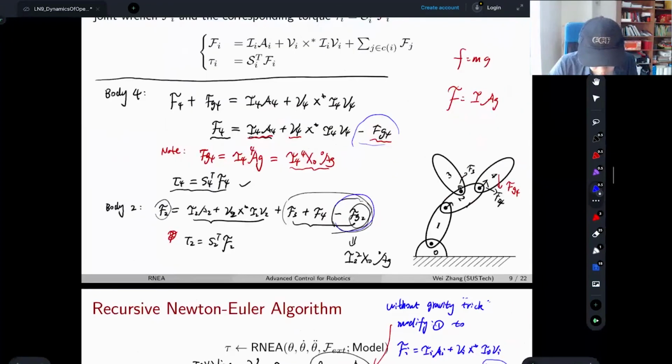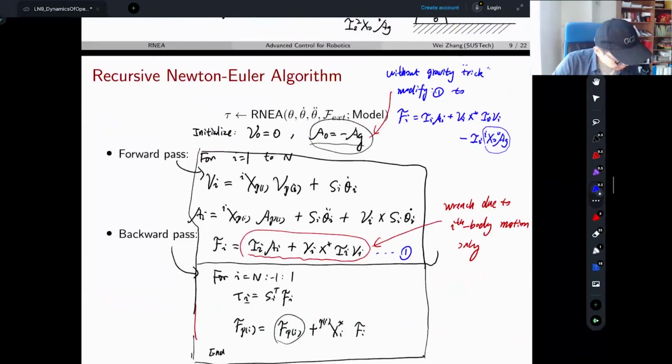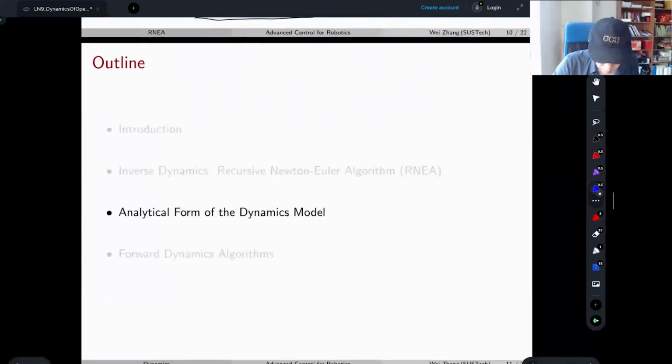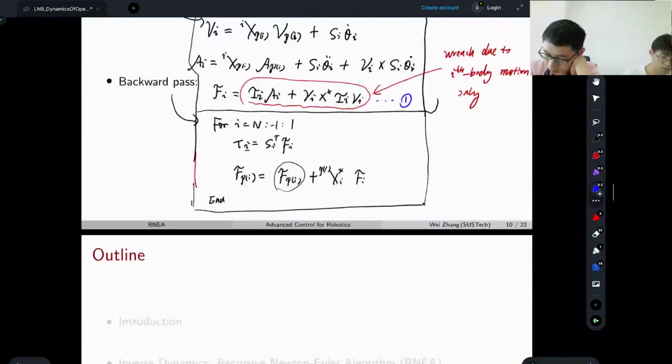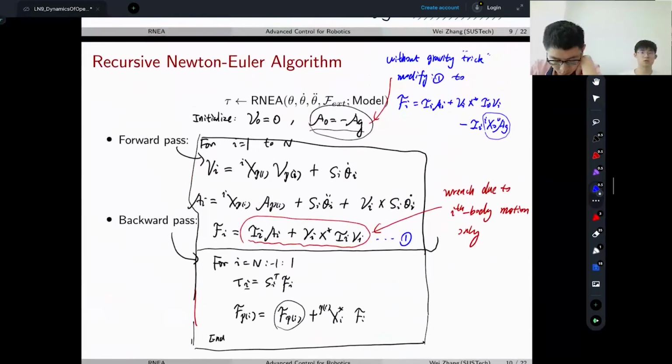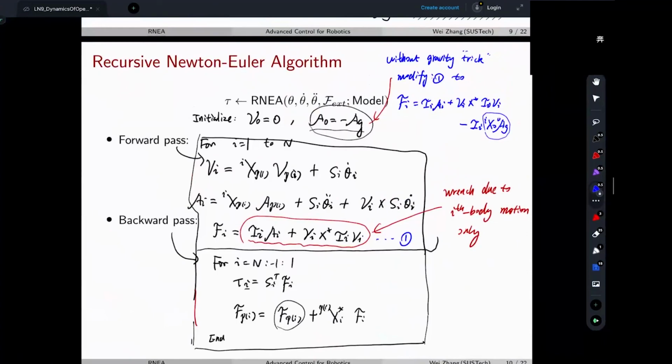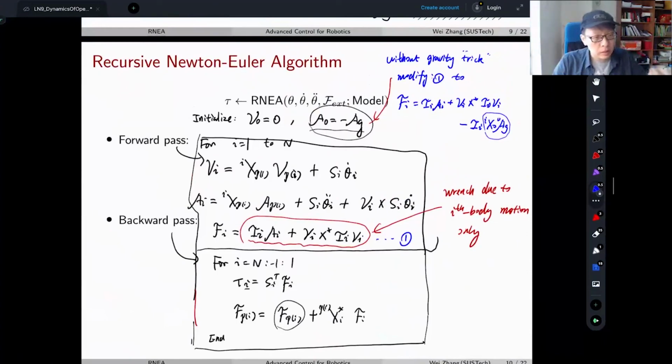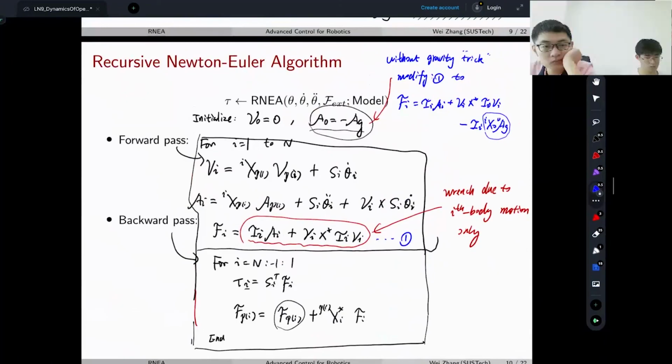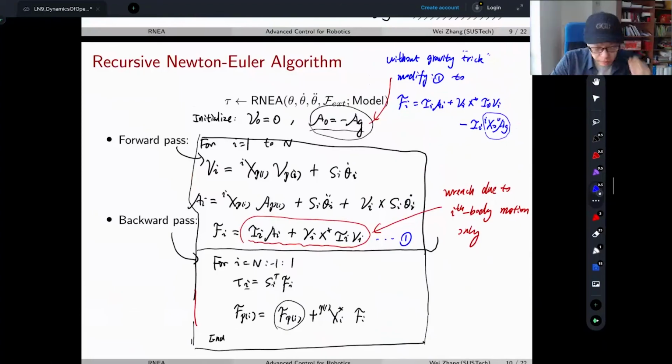Any questions? Ruben, is that okay for you? Yeah. Okay. Forward pass, backward pass. You know exactly each link is nothing but force balance using the Newton-Euler equation. There's nothing fancy, a few lines of code, very efficient. You can write your own recursive Newton-Euler algorithm, and you can use that to generate forward dynamics.